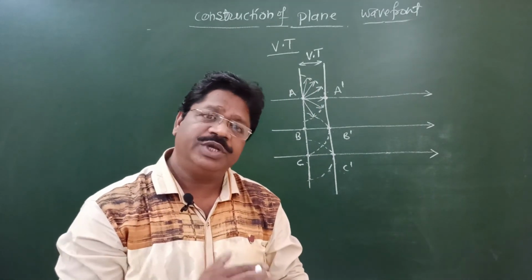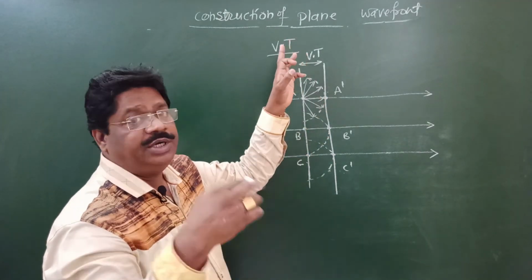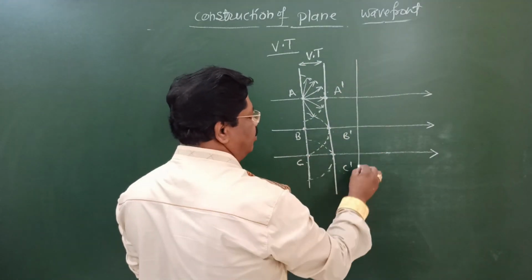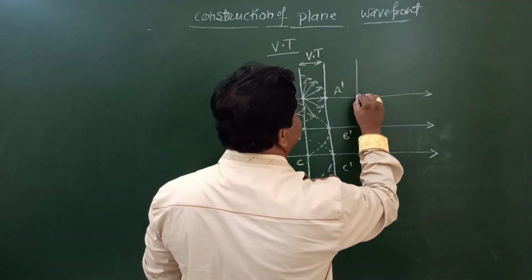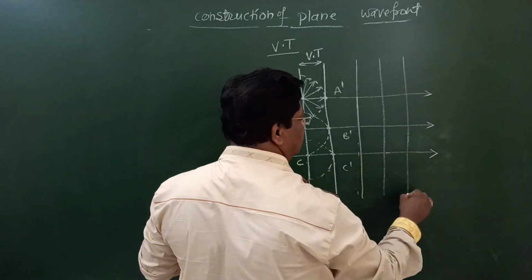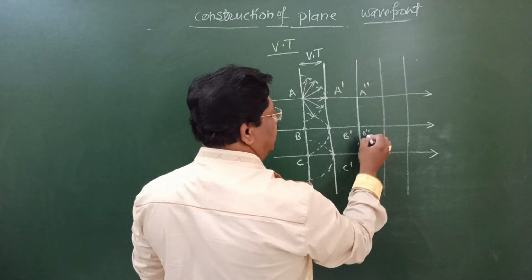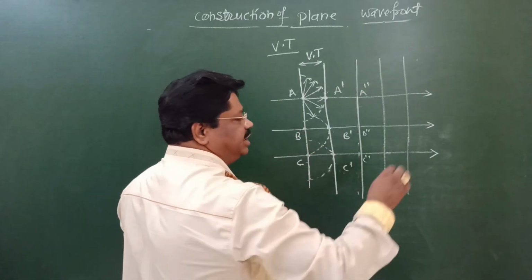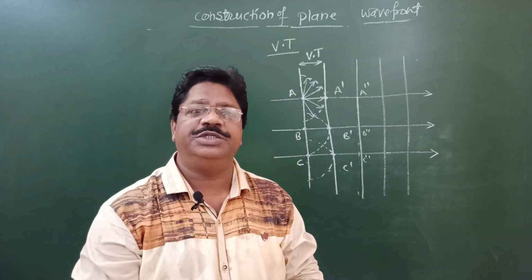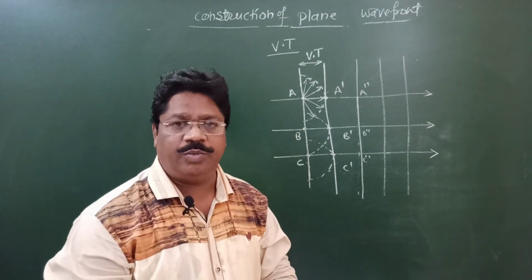We can again construct another plane wavefront at any time t dash in this direction. We get a large number of wavefronts: this is another wavefront, and this one is A2 dash, B2 dash, C2 dash. Like this you can get a large number of wavefronts after a specific time, and this is the construction of the plane wavefront.